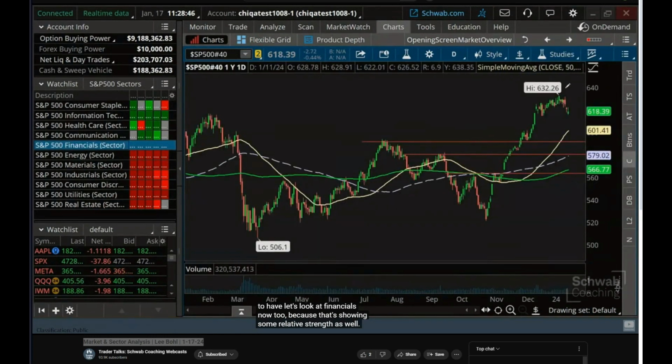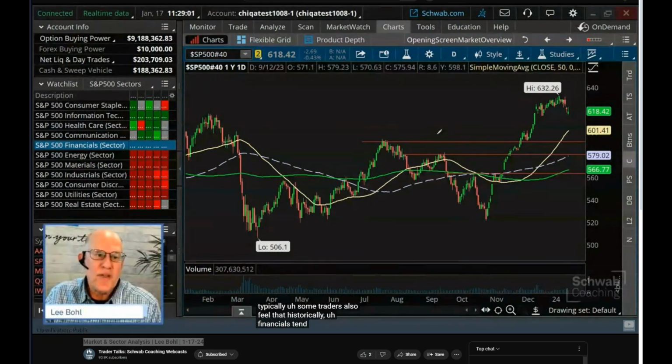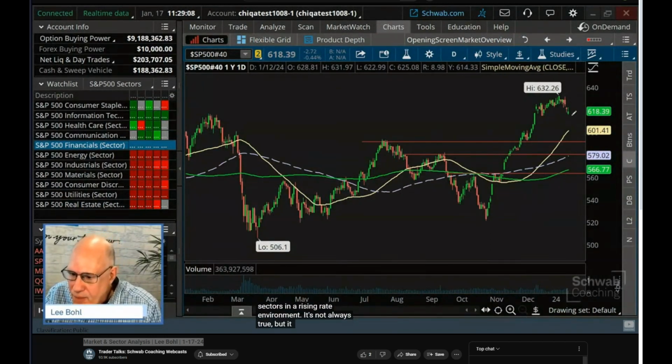All right, you can see it's near the highest it's been here. A little bit of a sell-off, but typically some traders also feel that historically financials tend to do a little bit better than some other sectors in a rising rate environment. It's not always true, but it is true sometimes. And maybe we're seeing that here.